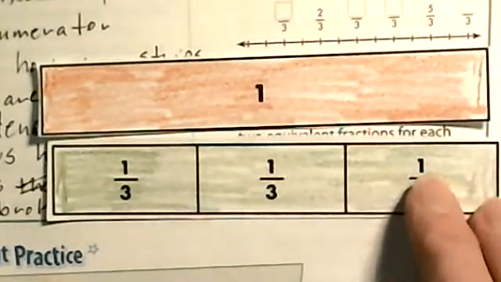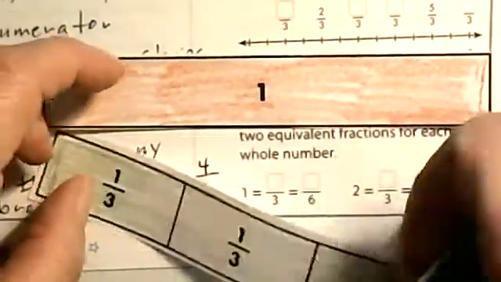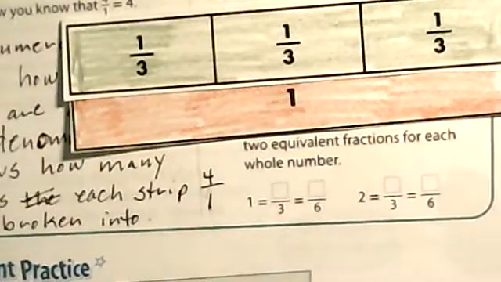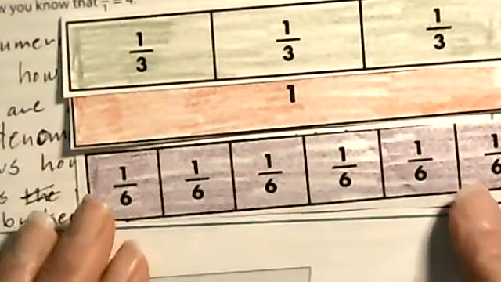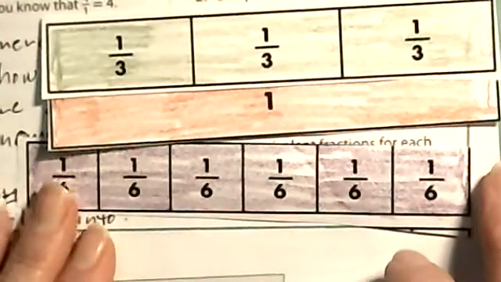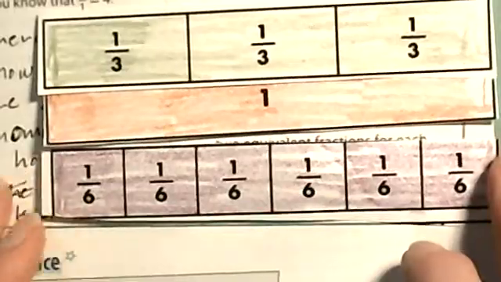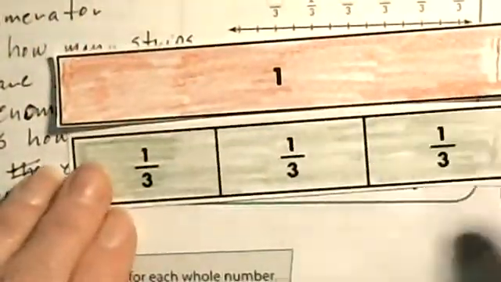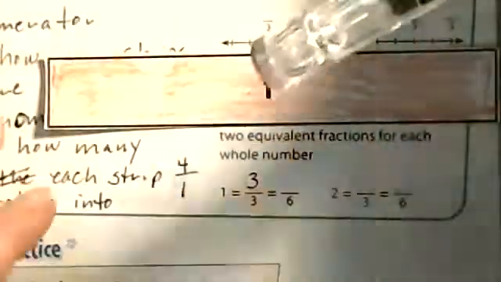How many thirds are equal to the whole number 1? 1/3, 2/3, 3/3. They also want to know how many sixths are equal to the whole number 1. 6 sixths. 6 1/6. Okay, so I'm going to put 3/3, because it takes 3 1/3 to make one whole, or 6 1/6 to make one whole.